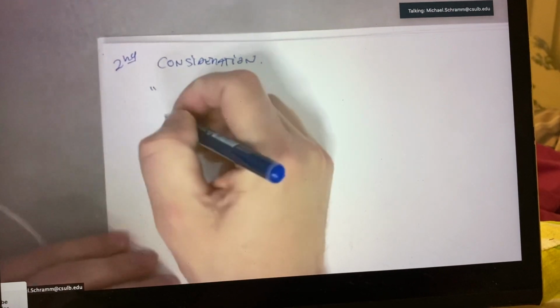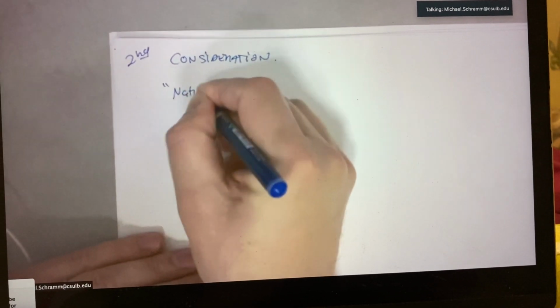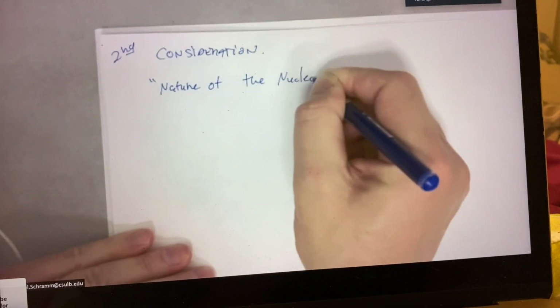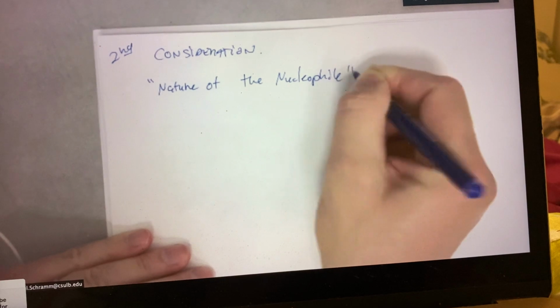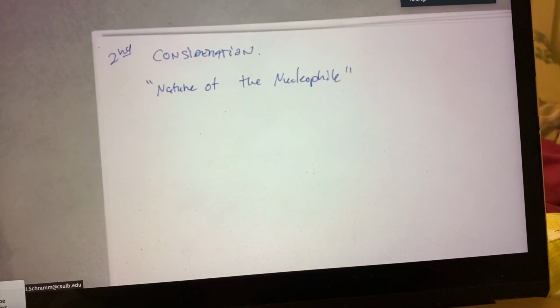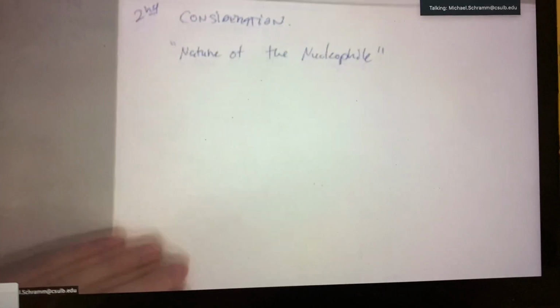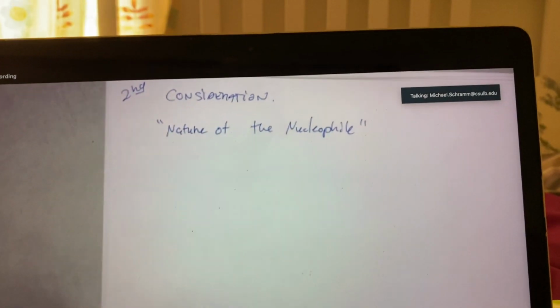The second consideration is going to be the nature of the nucleophile. First, we talk about substrate. Second, we're going to talk about the thing the substrate reacts with, and this is called our nucleophile, and we're going to explore its nature. Okay?